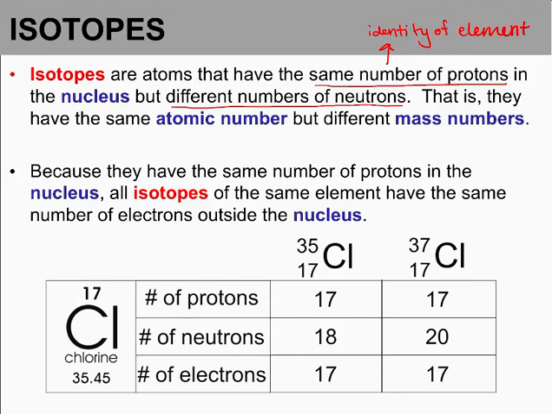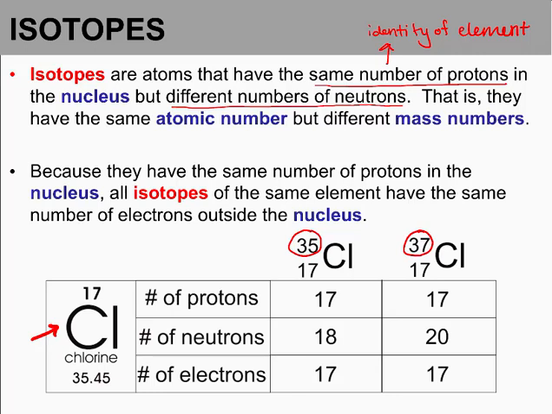But the number of neutrons can change. It can be different depending on which atom in particular you're looking at. So down below we have the example of chlorine, and chlorine's element symbol is Cl. And there are actually two isotopes of chlorine that are very abundant in nature. So in the first example, we have chlorine with a mass number of 35. And in the second example, we have chlorine with a mass number of 37.